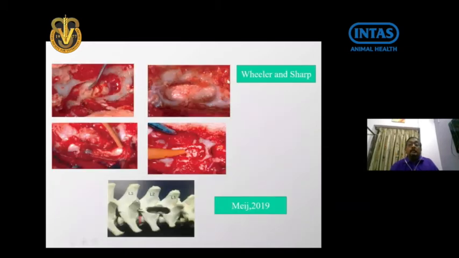Once I open it up, you see this cheesy, chalky appearance. This is from a textbook. This is the disc material. So you use a blunt probe. Don't use a sharp probe. Use a blunt probe to remove it.